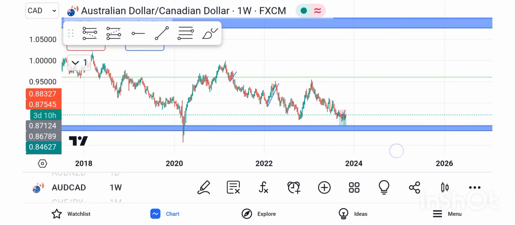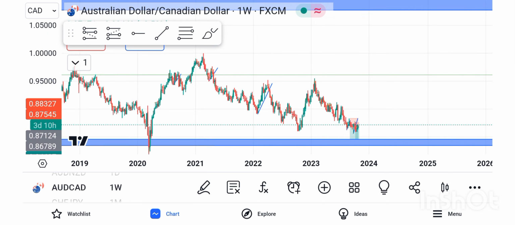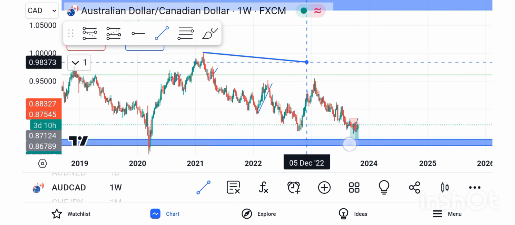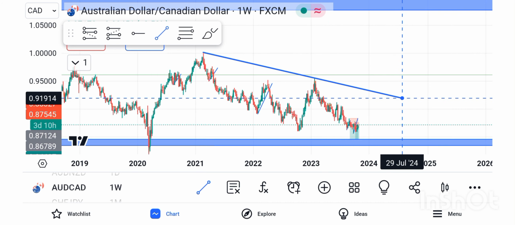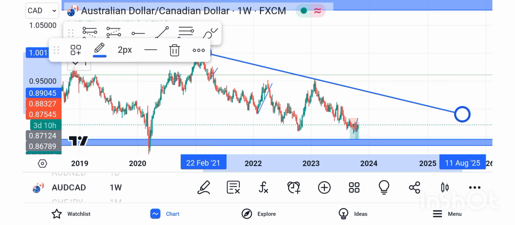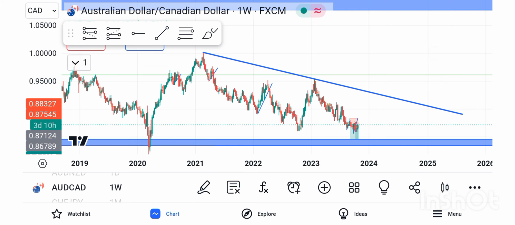Nice. So the market is currently moving downwards and it's very close to our support area.